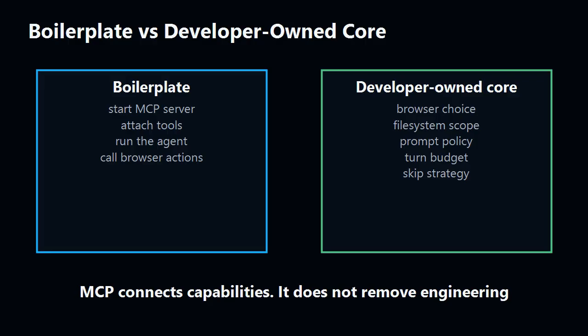The boilerplate is connecting MCP servers and calling the agent runner. The developer-owned core is choosing a browser that works in the environment, aligning file system scope with the real workflow, writing instructions that conserve turn budget, and deciding when to skip a difficult site. MCP gives the connection. The developer still owns the operating boundaries.